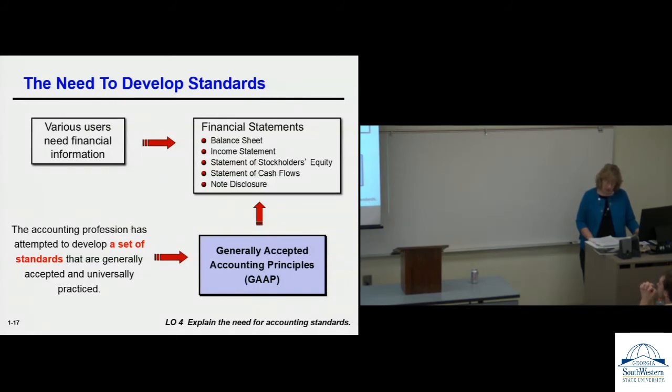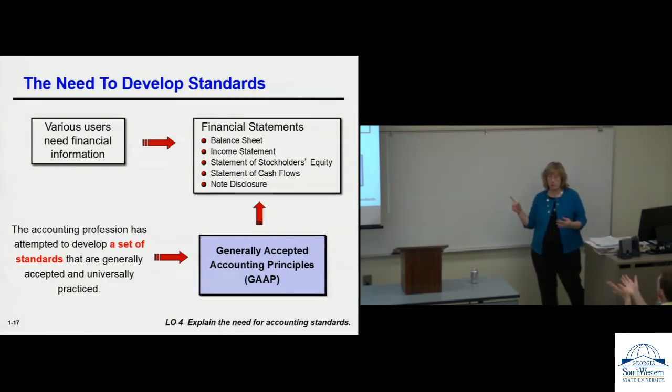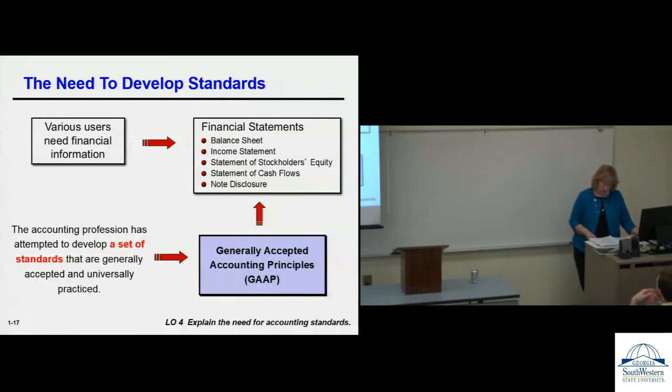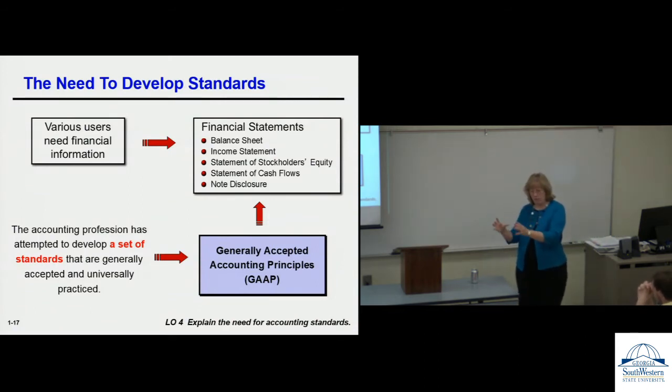where it defines GAAP, a set of standards. Generally accepted means that either a rulemaking body, which may be what you were talking about, has established the principles, or everyone accepts it, a practice over time, okay? So we're either going to get our standards from this rulemaking body, or from a practice over time, okay?